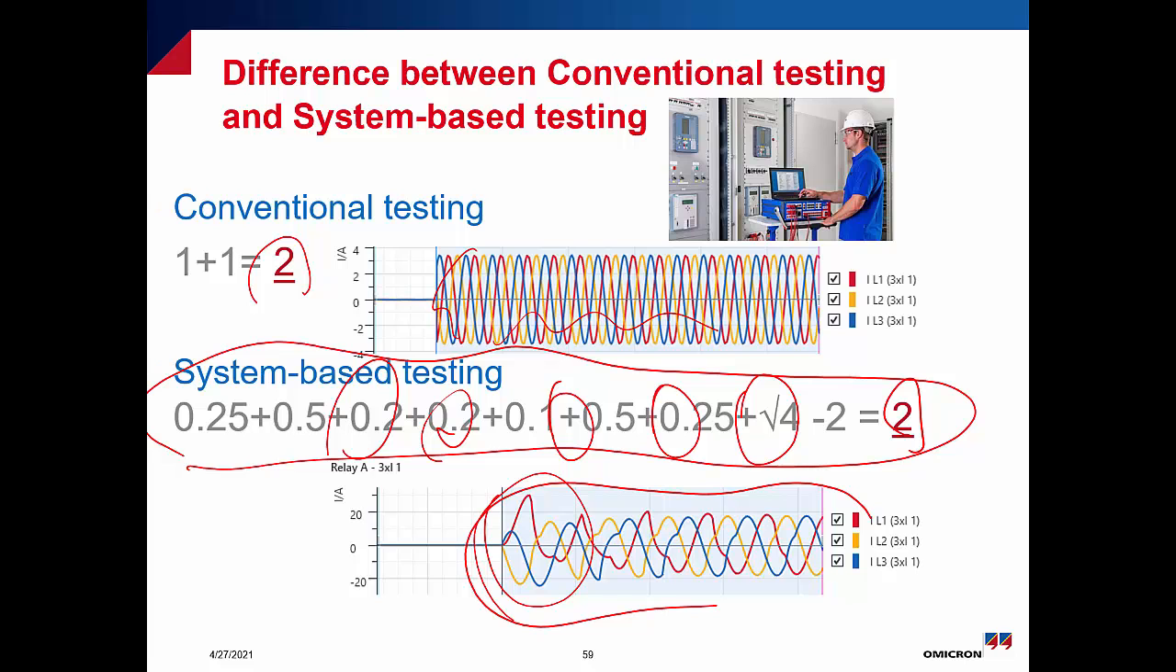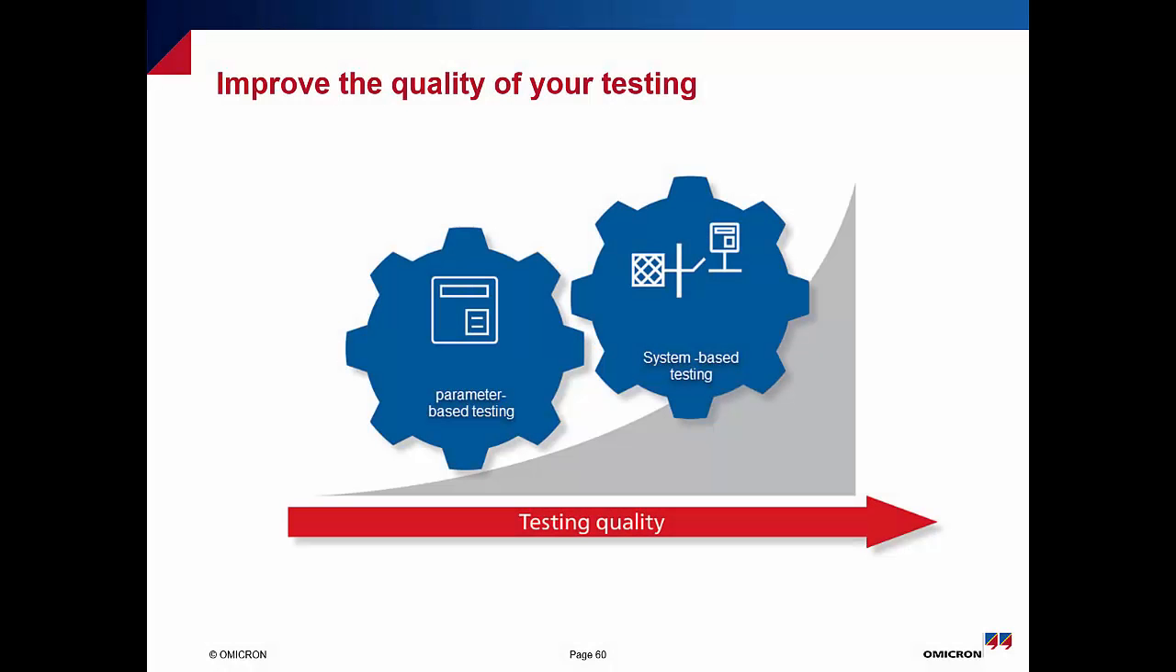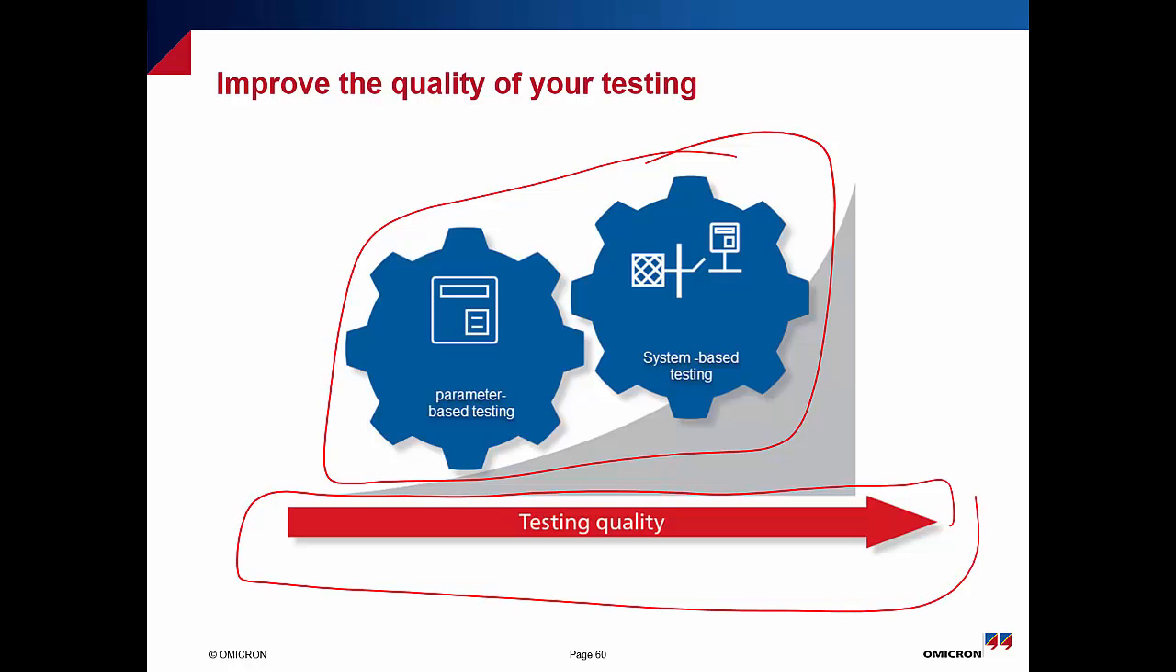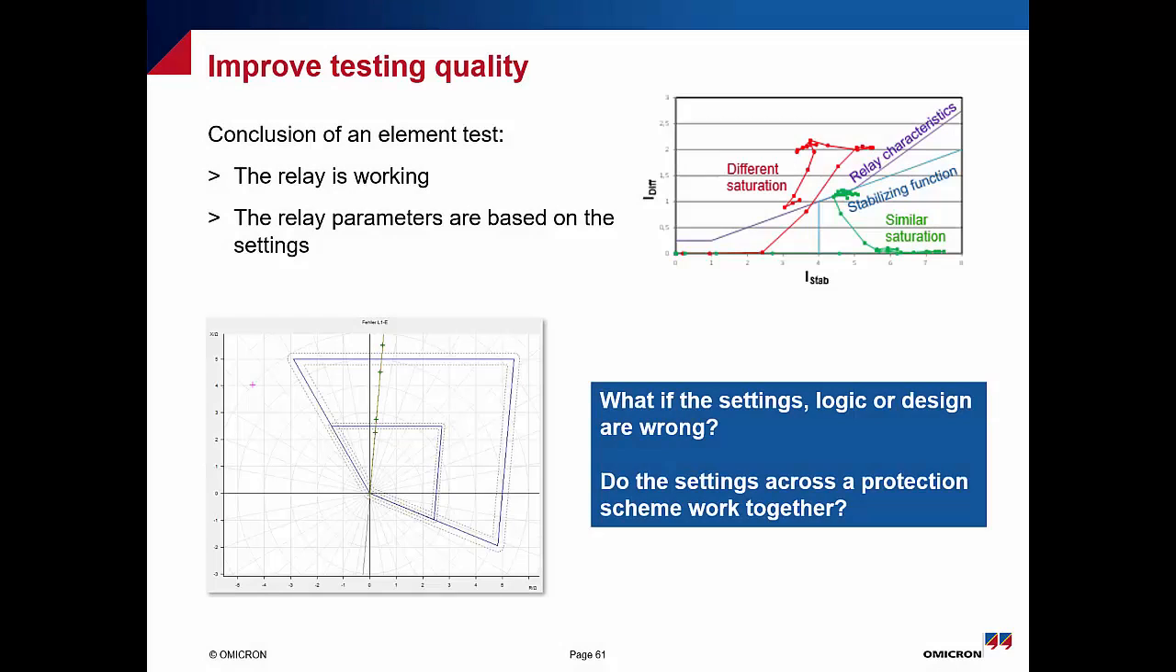That's why the new approach should complete the solution, and side by side the conventional or parameter-based testing with system-based testing will increase the quality of the testing for sure. We have to use both of them if we would like and need to overcome the misoperation causes, or most of them, honestly.